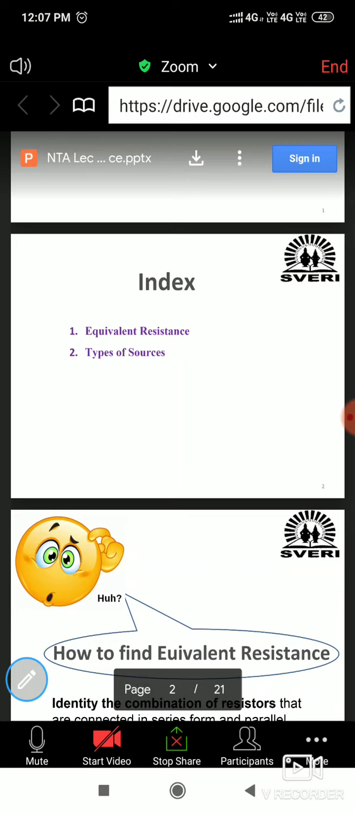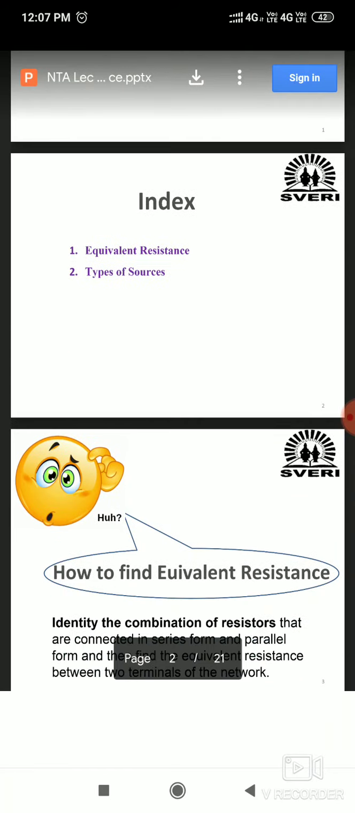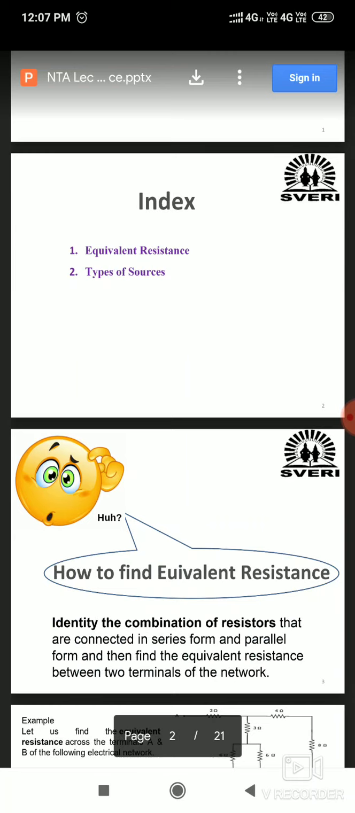So, in the last lecture, we will take the revision of yesterday's lecture, because based on that, we are going to solve some problems also. In the last lecture, we discussed how to find the equivalent resistance between two terminals, as well as we have seen the types of sources.